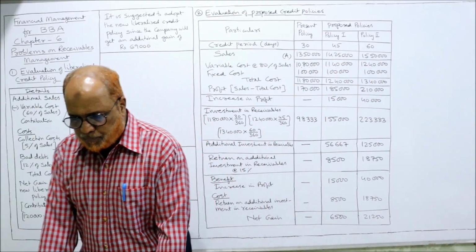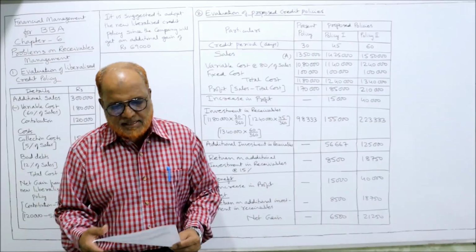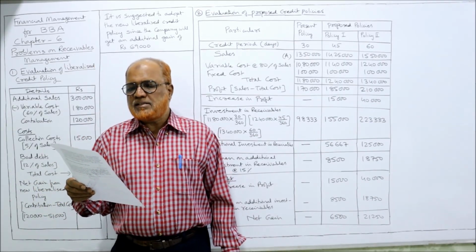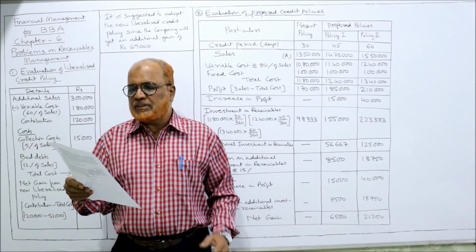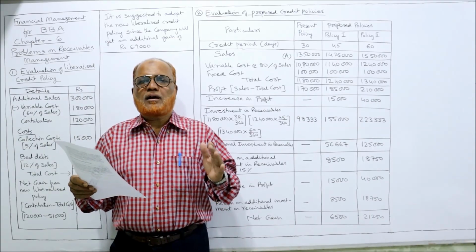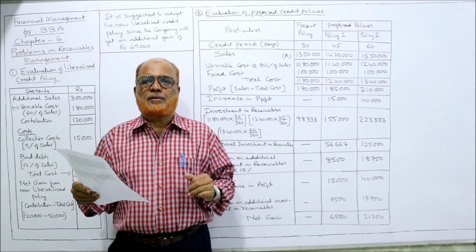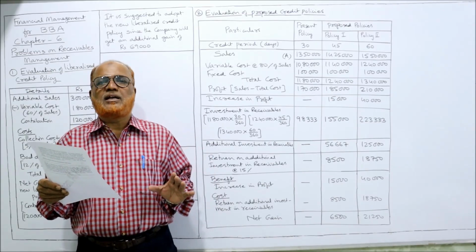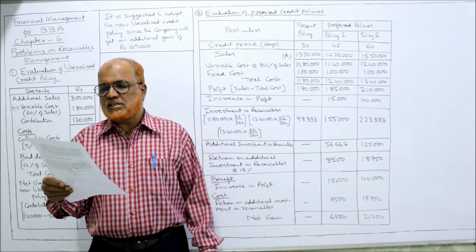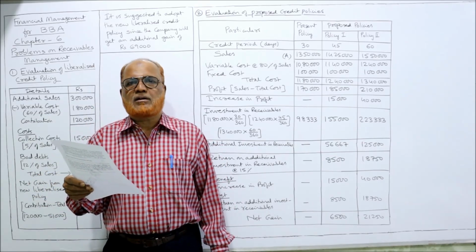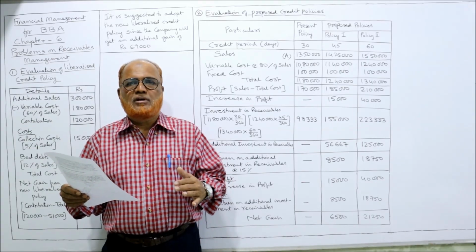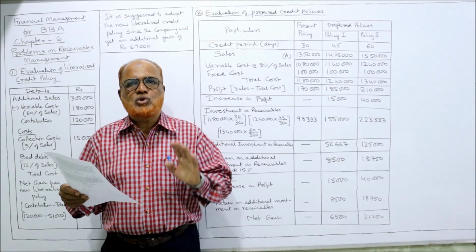Now, the second problem. See the second one. This is a very important problem. ABC Limited is making sales of 13,50,000 with a credit period of 30 days. So presently the company is allowing a 30 days credit period and the total sales are 13,50,000. In order to overcome financial difficulties, it is considering changing the credit policy. The present policy is 30 days, and they want to change it.